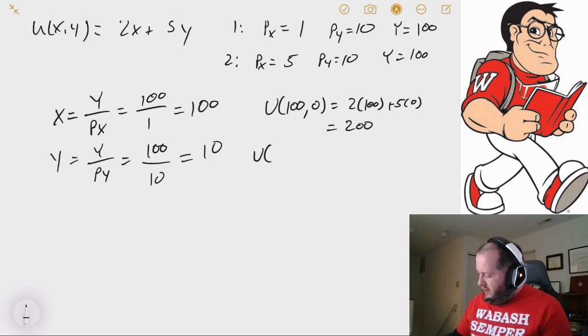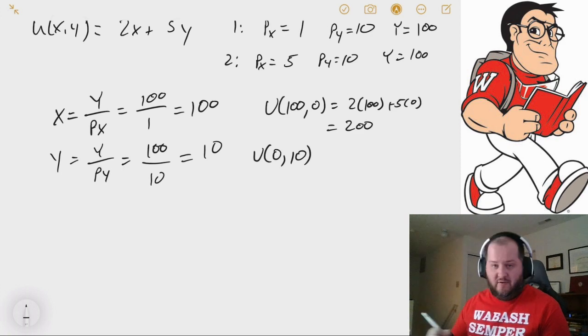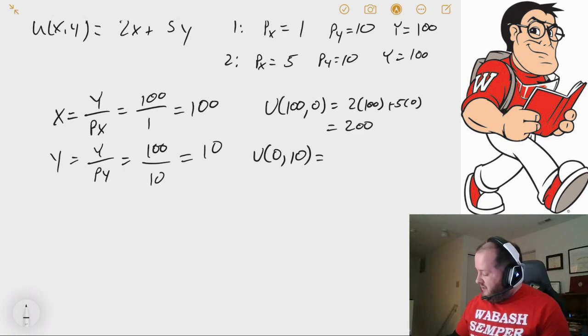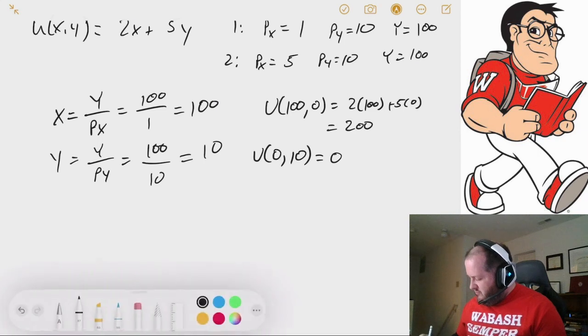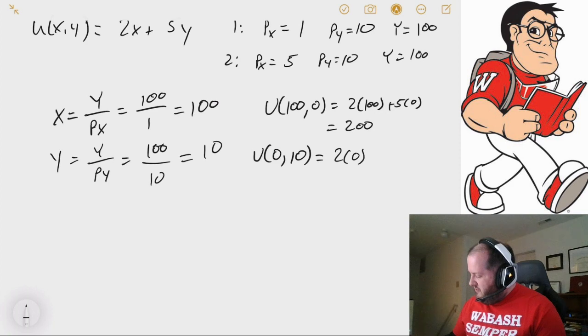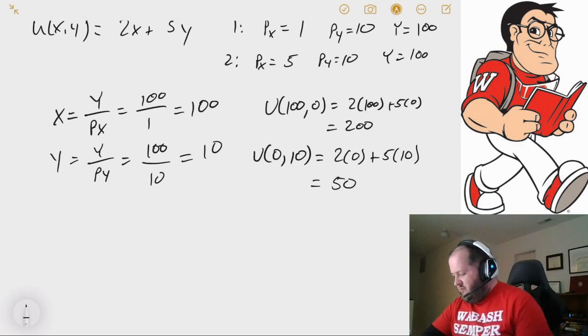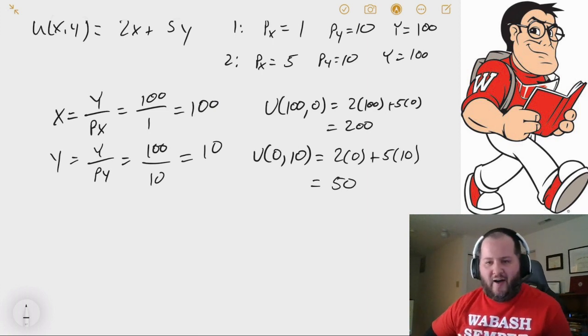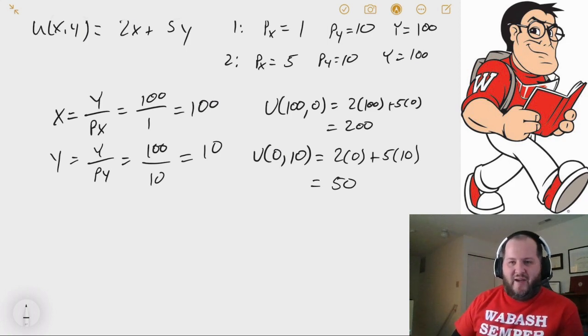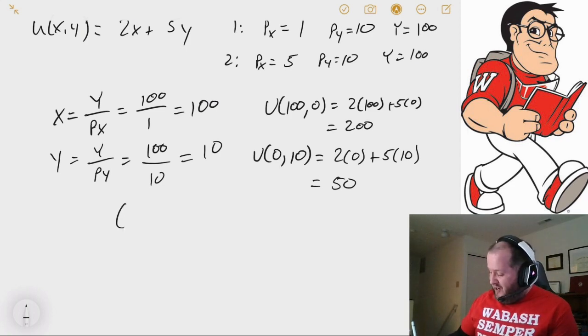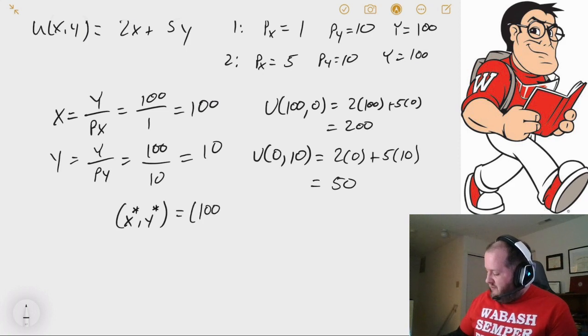But if I only buy good y, now I can only get 10 units of good y because of the price. That's 2 times 0 plus 5 times 10, so I'm going to get a utility level of 50. So right then and there, I can tell you that I'll get more utility if I spend all of my money on good X than if I spend all my money on good Y. So right away, I'm done. I'm going to buy all of good X and none of good Y.